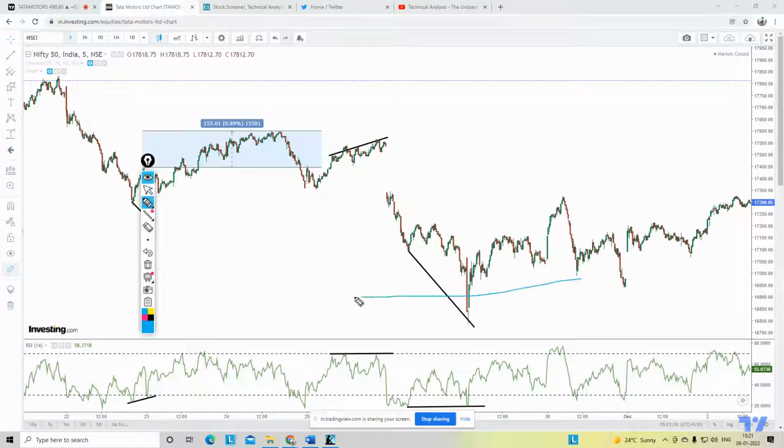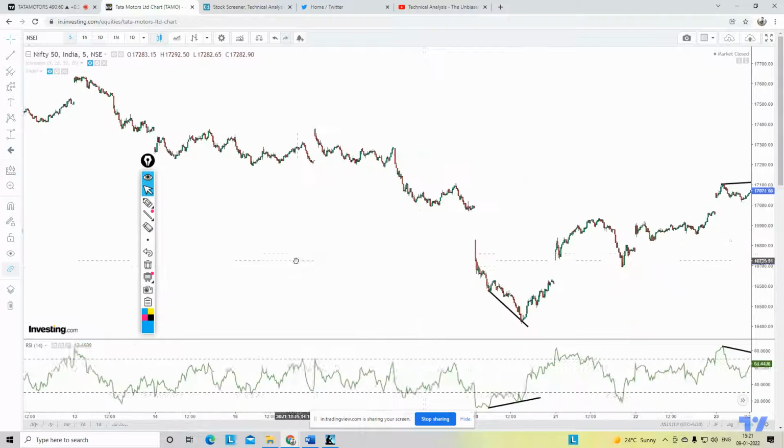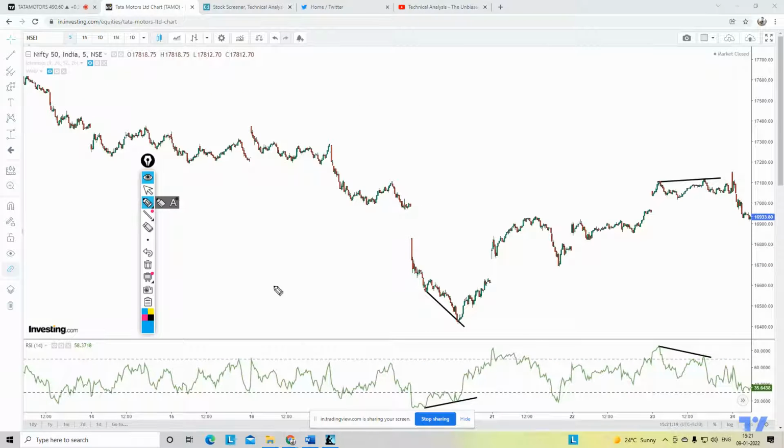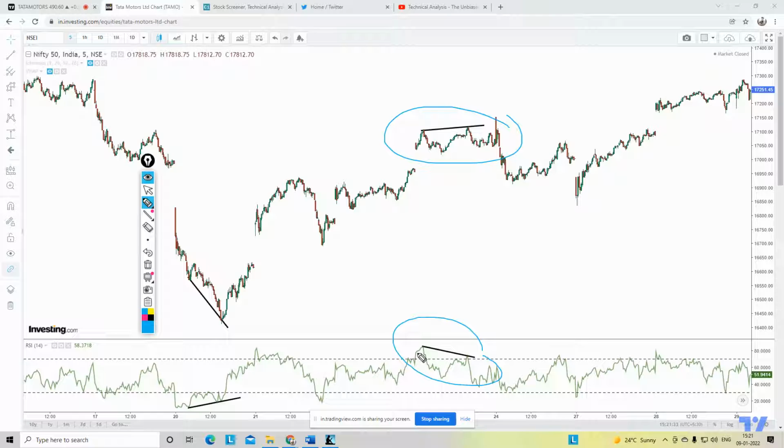If I move ahead, 1 second, yeah, correct. And this is all last 5 months data. Again, there is a bullish divergence over here, and then we have a gap, correct? Again, here we can see a divergence, right?